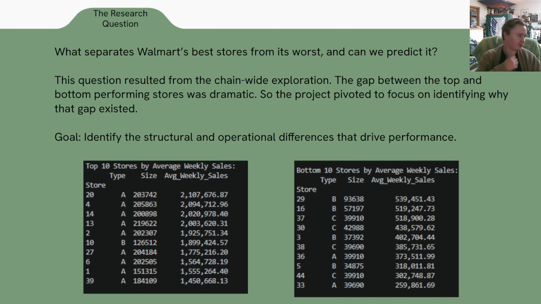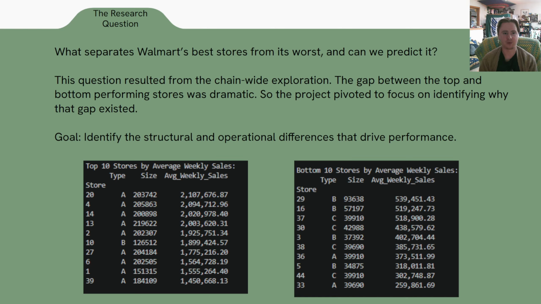You can see on screen the top 10 stores, only that one store at the bottom barely doesn't crack 1.5 million. And then in the bottom 10 stores, only the top 3 even managed to break through 500,000 average weekly sales. That gap is huge, and that gap is also the most important thing that I could find in the dataset. So the project pivoted to focus on identifying what structural and operational differences drive that performance gap.